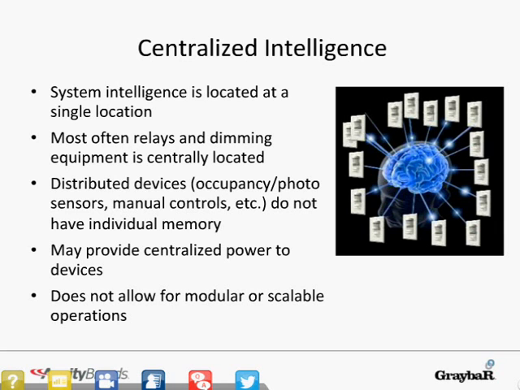Now, all the brains of the system are in one spot, and any interaction with the system requires constant communication with the central controller. Distributed devices like occupancy sensors or photocells or even manual controls on the wall don't have any individual memory in them. And therefore, if you lose control or lose communication with the central controller, your space is not going to function properly. Often, this type of system provides centralized power to the devices as well. So all sensors, all wall controls, and maybe even the fixtures themselves are powered from one central spot, and sometimes they're even powered over Cat5e cables.